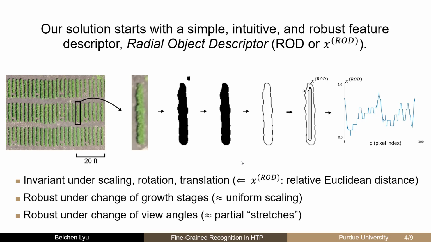This process is very intuitive. That is, XROD is the relative Euclidean distance between each contour point and their closest counterpart on the center line, the gray one. As a result, ROD is invariant under scaling, rotation, and translation. You can see the proof in our paper. It's also robust under the change of growth stages because it's similar to uniform scaling. It's even robust under change of view angles because it's like partial stretches of the 1D vector. And this pattern may be learned by the regression model.